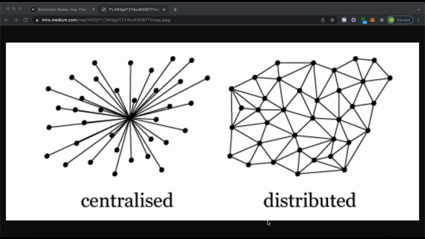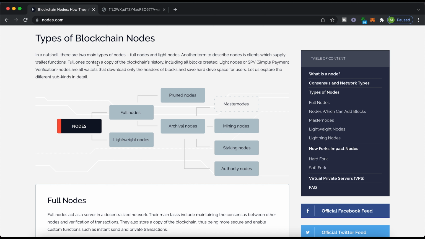This makes it less susceptible to a power outage or a hacking because there are multiple different points where the processing is, instead of one specific point where a hack or a power outage could compromise everybody. So yeah, let's get into these nodes.